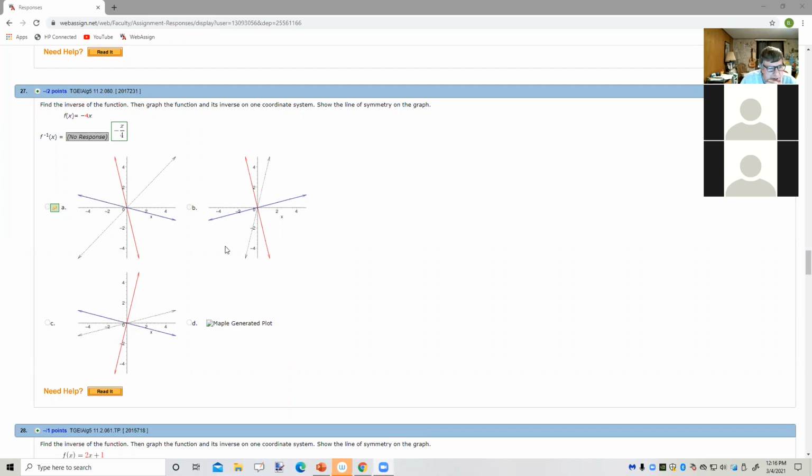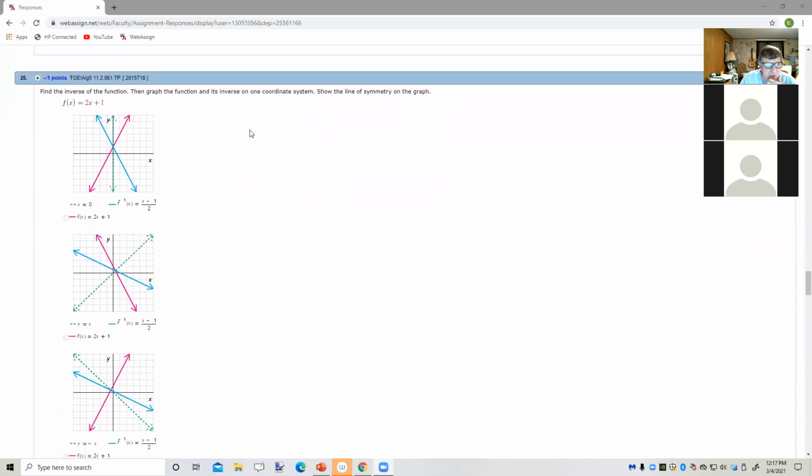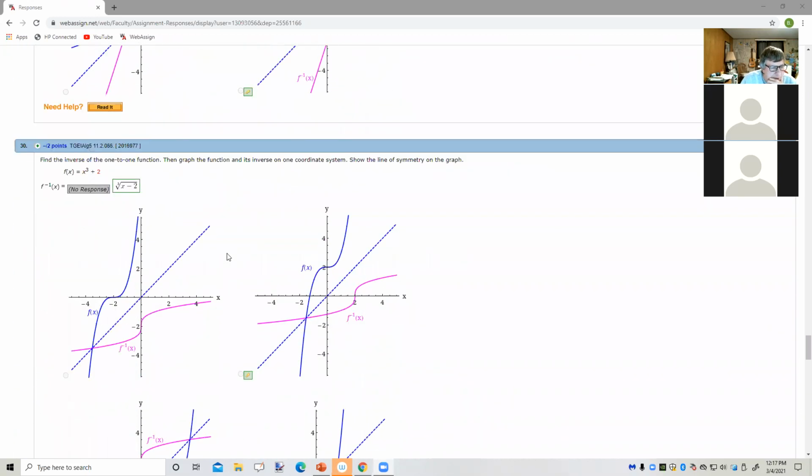So then you're going to look down here. You've got this dotted line supposed to be y equals x. And then you've got, let's see, it doesn't say which is blue and which is red, but you're looking at these and you have to decide which one is the function and its inverse. Does that make sense? Yes. Now, here's another example. Find the inverse, then graph the function and its inverse, and it's a multiple choice. Same thing here.